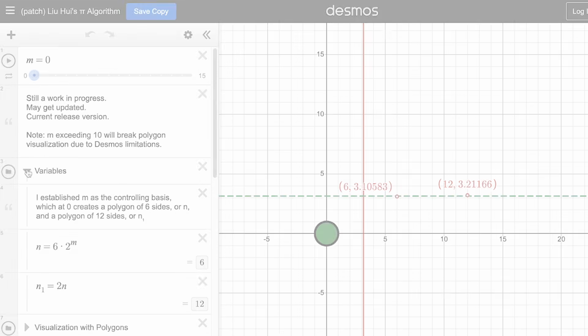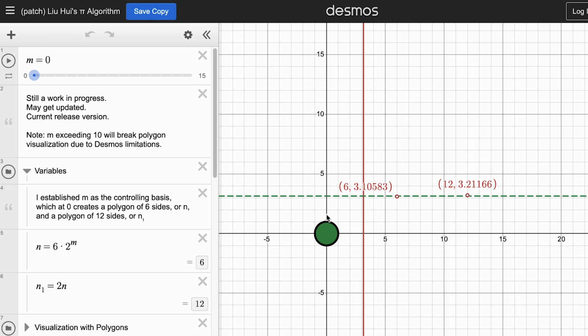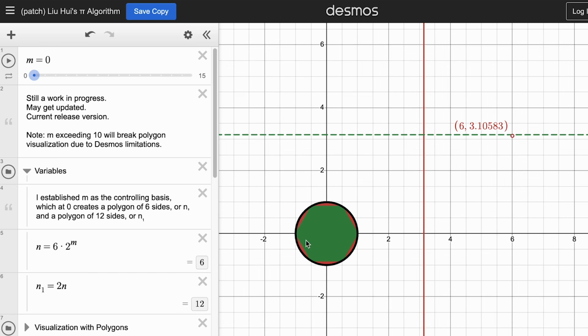Through this method, we were able to determine pi accurately up to 9 decimal points using a 196608-gon and a 393216-gon.